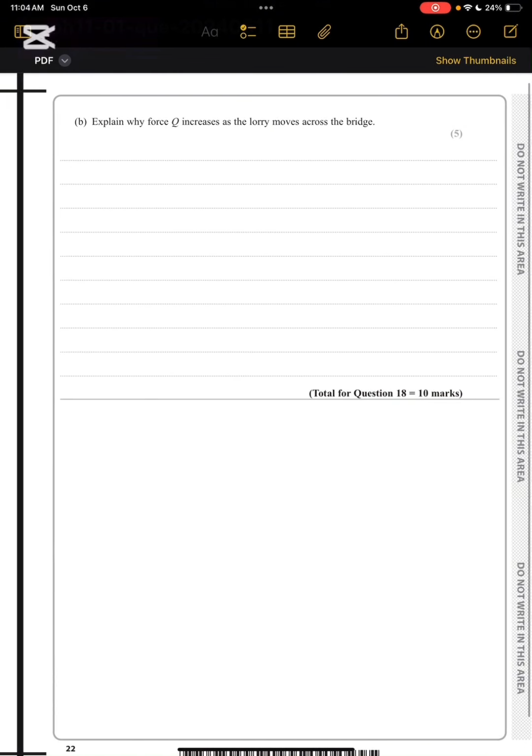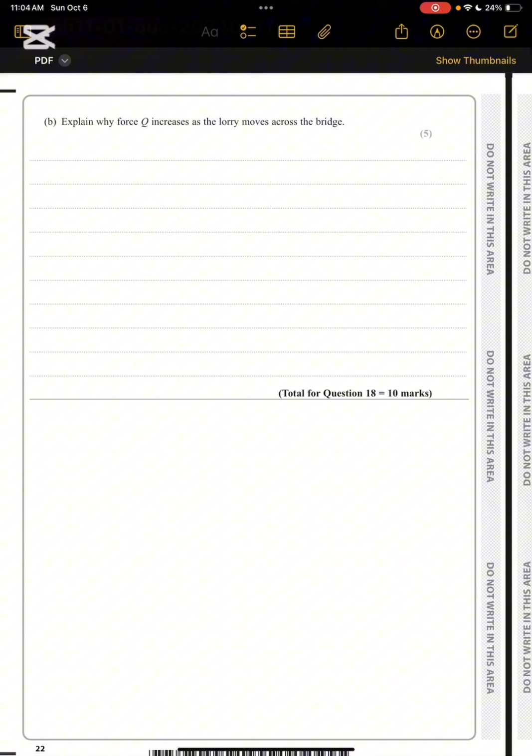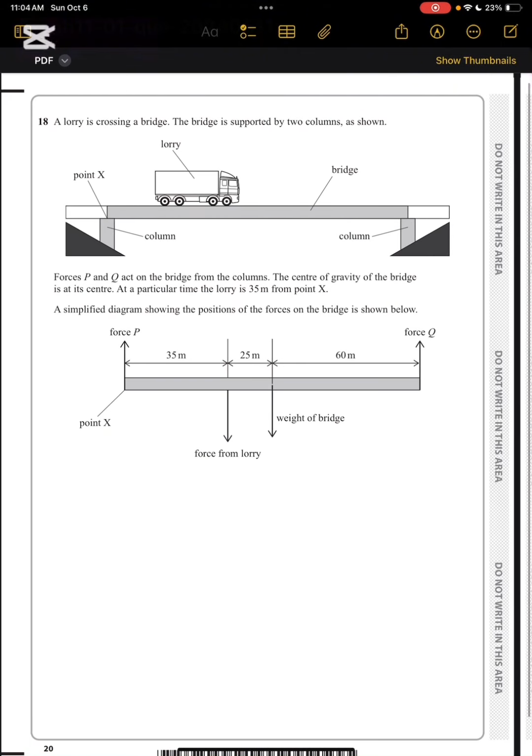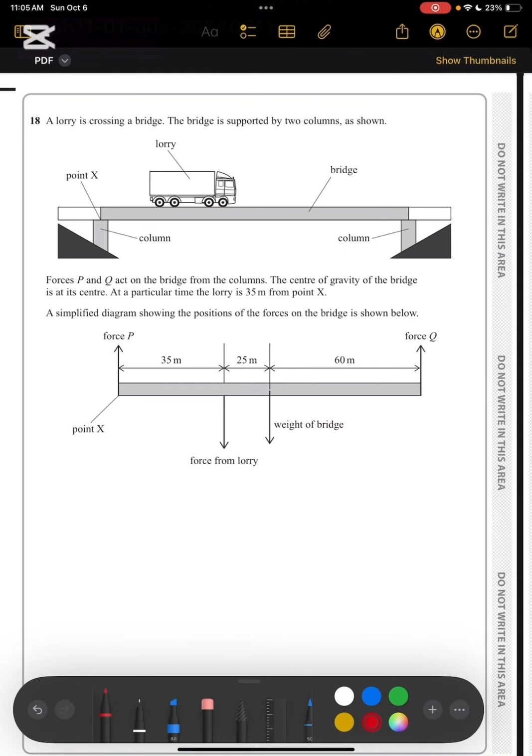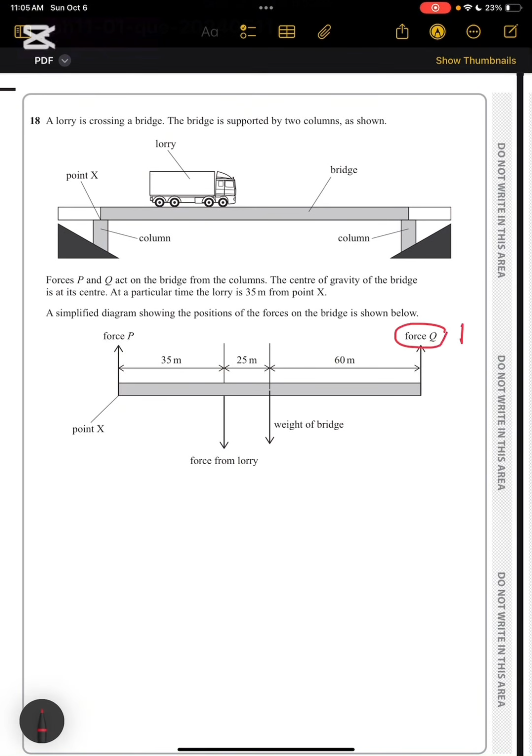In question B, they have said, explain why force Q increases as the lorry moves across the bridge. So the thing happening right here is, they have asked why this force Q increases as the lorry has moved to the right. The force from the lorry was right here. If it has moved, suppose to this position, the force from the lorry will be here.